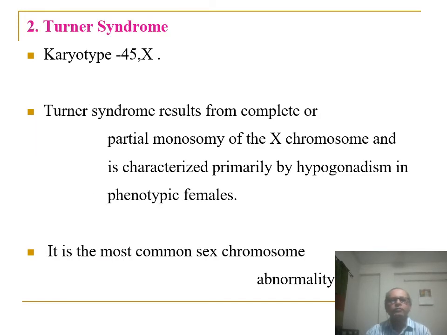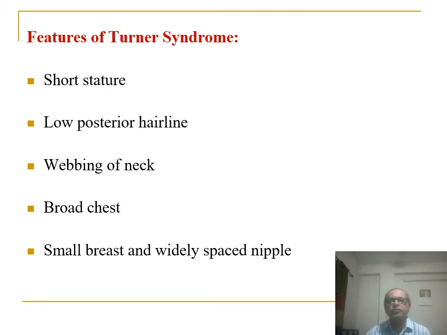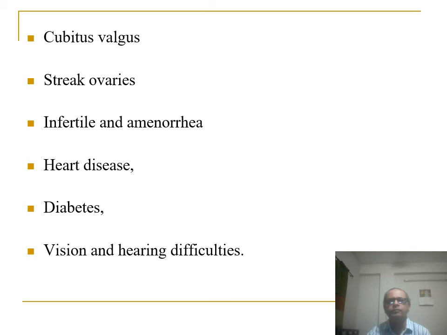Turner syndrome. Karyotype 45X. Turner syndrome results from a complete or partial monosomy of the X chromosome and is characterized primarily by hypogonadism in phenotypic females. It is the most common sex chromosome abnormality in the female. Clinical features of Turner syndrome are short stature, low posterior hairline, webbing of neck, broad chest, small breast, widely spaced nipple, cubitus valgus, streak ovaries, infertility and amenorrhea, heart disease, diabetes, vision and hearing difficulties.